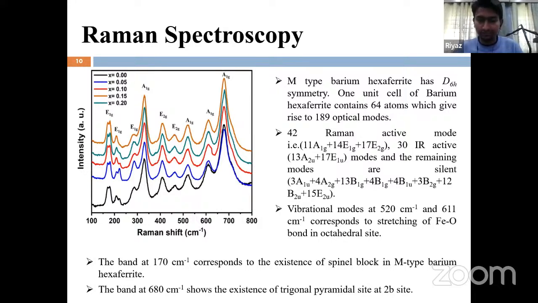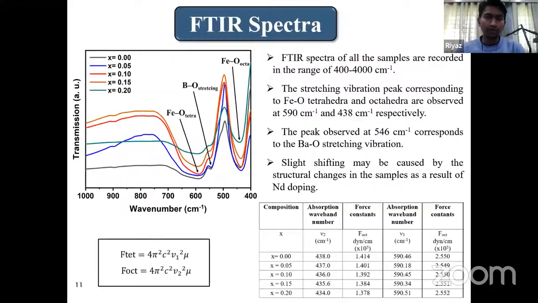30 are IR active. Vibration modes present at 520 cm⁻¹ and 611 cm⁻¹ correspond to stretching of the iron and oxygen bond at the octahedral site, while the band at 170 cm⁻¹ corresponds to the stretching of the barium and oxygen bond at the tetrahedral site. The vibration mode present at 520 cm⁻¹ corresponds to stretching of... in M-type barium hexaferrite positions in our sample.